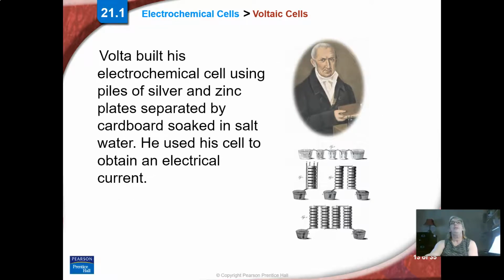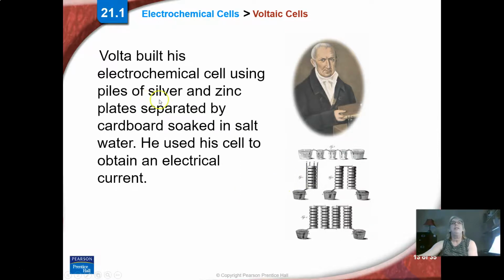And Volta is the one who first started this. I don't know if you've ever tried a little experiment. You might have done this in science, where you take pennies and nickels and you stack them on top of each other, alternating, and then between each one you put a salty piece of paper towel. It's really fun, and you're able to make your own battery this way. So that's what he did. He was the first one who figured this out.